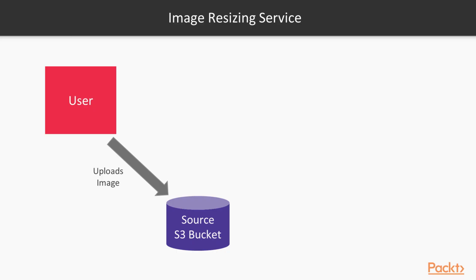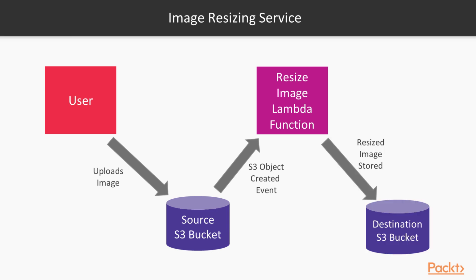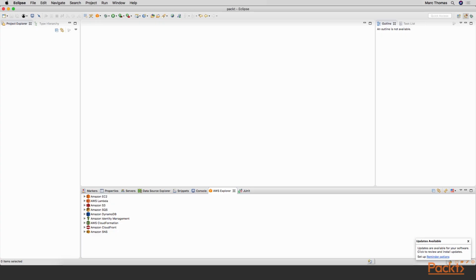So, the user will be uploading the image into the site, and that will store that image in the S3 bucket. This bucket has then been configured to fire an event to AWS Lambda to do something with this image. That then triggers the AWS Lambda function to resize the image, and that resized image is then stored in a second destination S3 bucket. So let's get started with building your first Lambda function then.